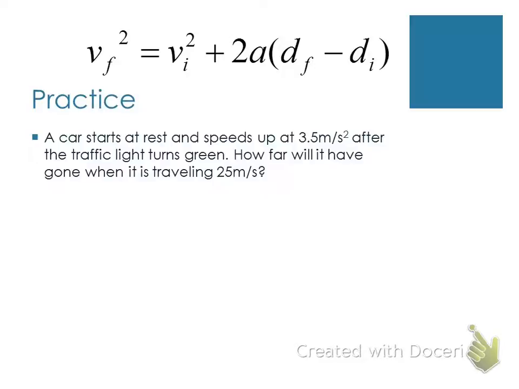Okay, a car starts at rest and speeds up at 3.5 meters per second squared after the light turns green. How far will it have gone when it's traveling 25 meters per second? It doesn't tell us how long it takes to speed up to that final velocity. No, it doesn't matter, right? We can still solve for final displacement here, or how far it travels. Okay?